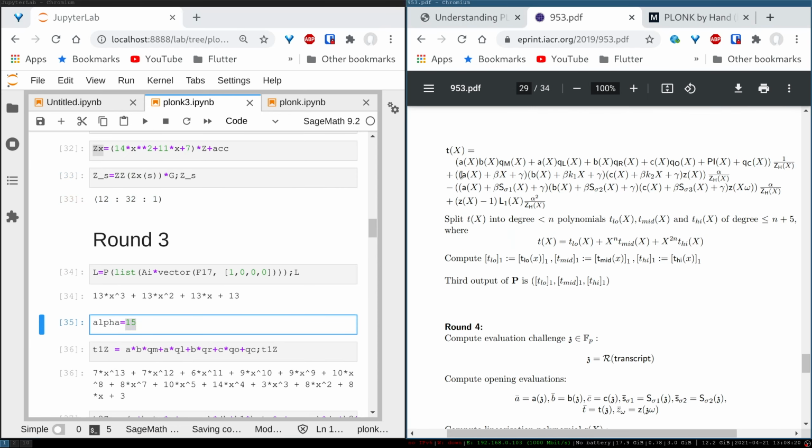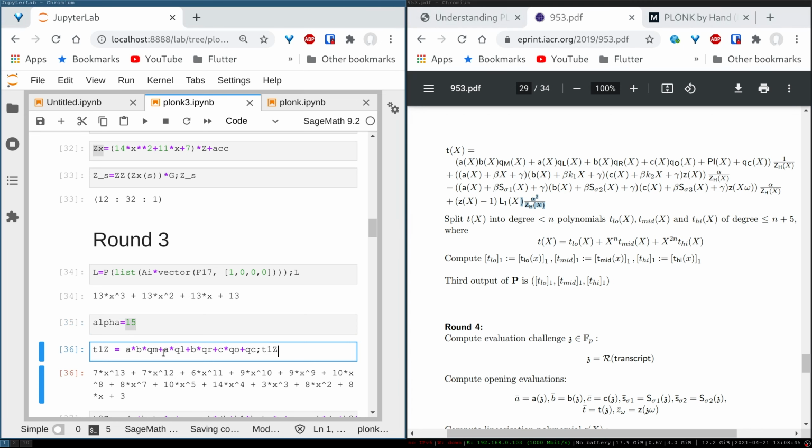And we have to compute this polynomial. It's a pretty large one. So you see that ZH is a factor of the polynomial. So what I'm going to do is actually calculate T times ZH and then divide by ZH to get T. All right, so the first term here is going to be T1, and we see it's A times B times QM plus A times QL plus B times QR plus C times QO plus PI. But PI is the product input, in this case is 0, and plus QC.